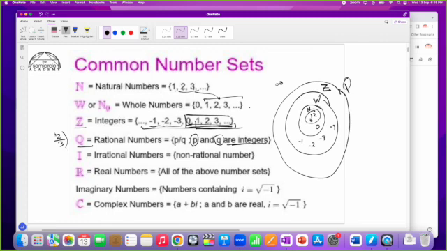So this is not a whole number. It's not a natural number. It's not an integer, but it does contain integers. So all of these are rational numbers. So you have things like 2 over 3 and that kind of thing.